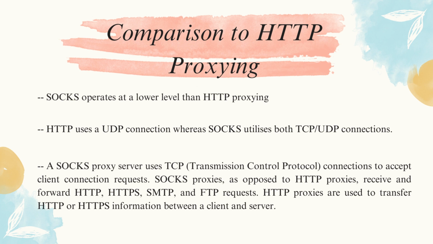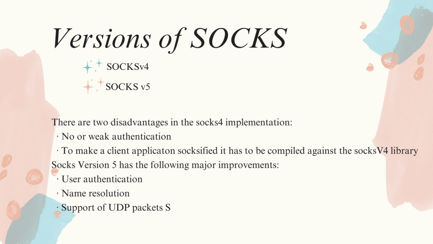Further, coming to the versions of SOCKS, SOCKS proxies are classified into two types: SOCKS4 and SOCKS version 5. SOCKS versions 4 and 5 are network protocols that handle incoming and outgoing traffic between clients and servers. Even though SOCKS proxies use these two protocols, there are some differences between SOCKS4 and SOCKS5.